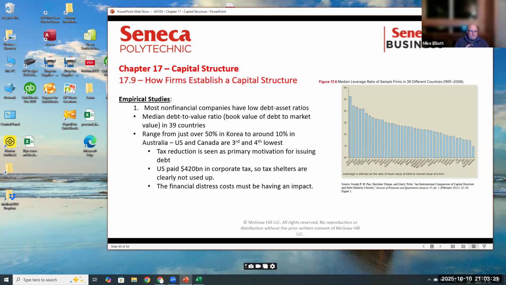What motivates? Tax reduction is the primary motivator for issuing debt. How big is that? In the US, $420 billion in corporate taxes paid last year. So we haven't used them up, for sure. But it suggests that if they haven't issued that debt to eat up those tax payments, why not? They must clearly be past their optimum level. Financial distress costs have snuck their ugly head in.